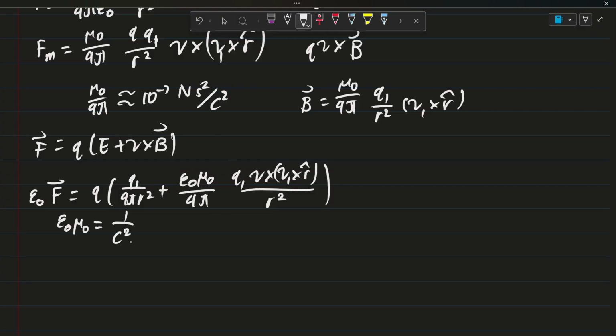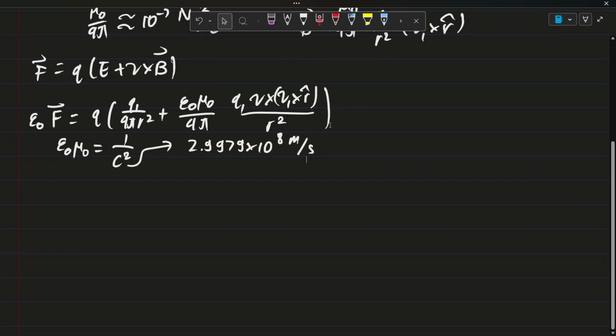Now this velocity turns out to be 2.9979 times 10 to the power of 8 meters per second. If you already know physics, this is basically the speed of light. We will later discuss why the speed of light has this value, but we will do so in future videos. Anyway, we could continue and try to compare the magnetic force to the electric force.